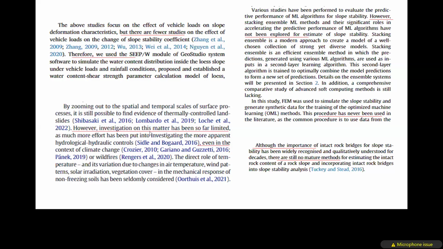And the second, the paragraph on the right bottom, the part that I have highlighted in red: however, investigation of this matter has been so far limited. Now see this word, however, the adjective. This contrastive adjective has given the writers a very good way of presenting the research need, right? And what they are planning to do. Investigation of this matter has been so far limited. That is the research need, right?